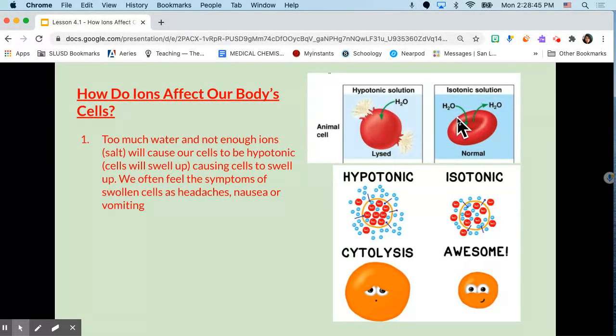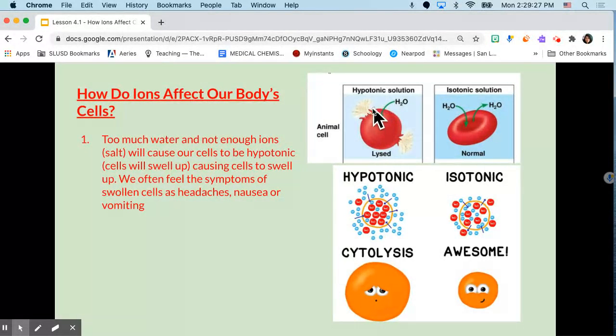But if we drink too much pure water and not enough salts or ions, what basically happens is that if there's not enough salts, or these red circles, on the outside of our cell, our body will try to balance itself by adding more water inside the cell so that it becomes a little more like this, where things are even on both sides. Too much water on the outside, because we drink too much water, means our cells are going to absorb more water inside.